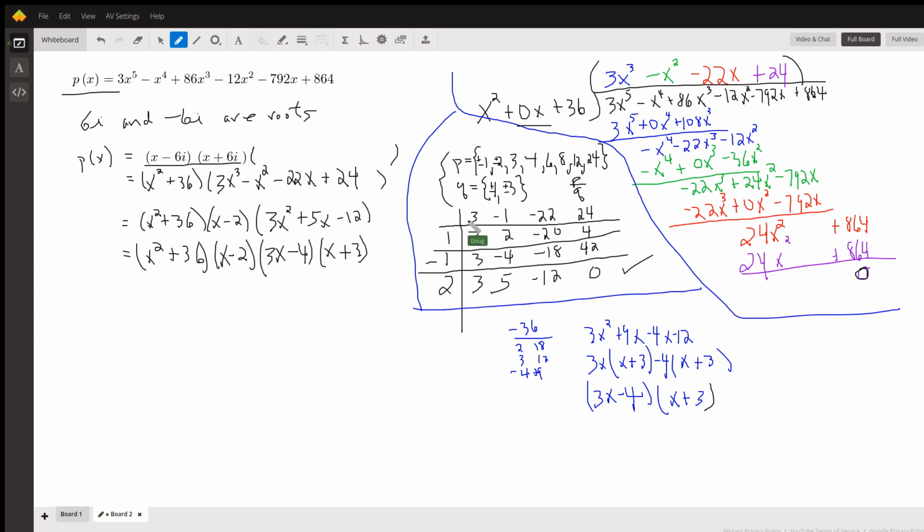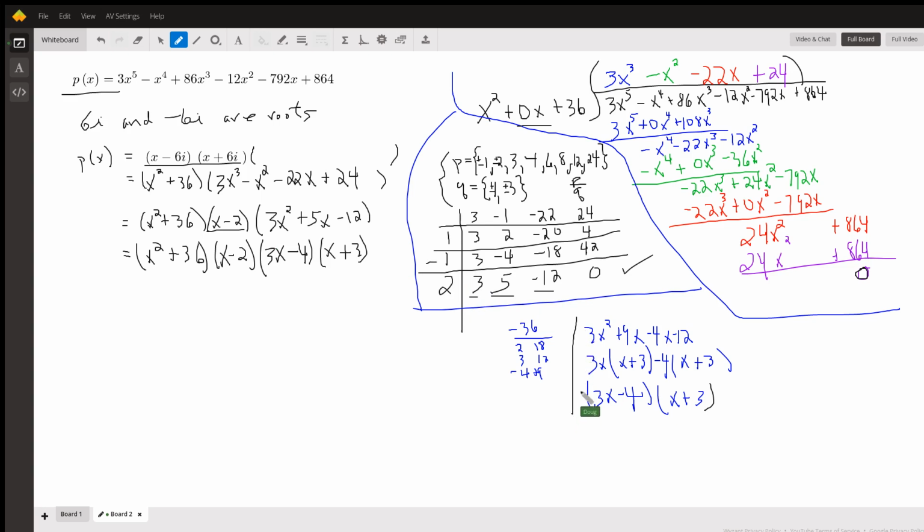So if I try 1 and use synthetic division, remember I'm bringing down this 3, taking 1 times 3, adding the result to the next numerical coefficient, and I continue that process till I find out that p of 1 is going to be 4. -1, no, but if I put 2 in, using synthetic division, I get a remainder of 0. That means x minus 2 is a factor. And the remaining polynomial factor is 3x squared plus 5x minus 12.